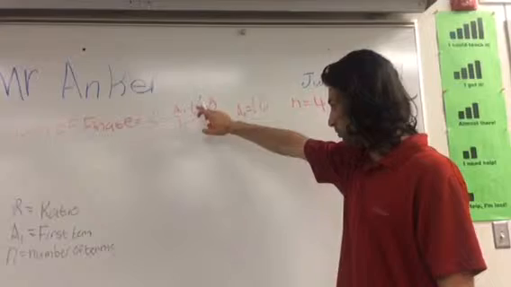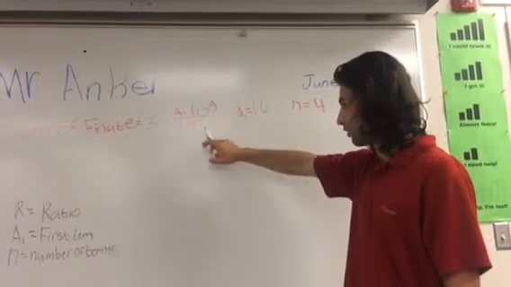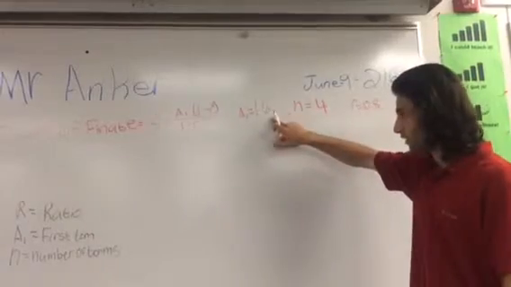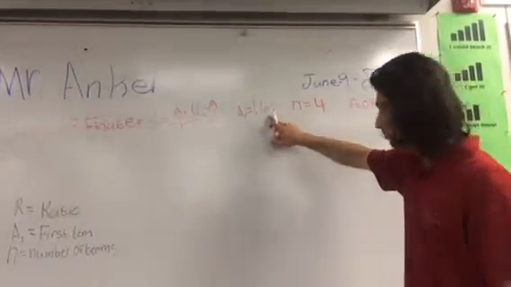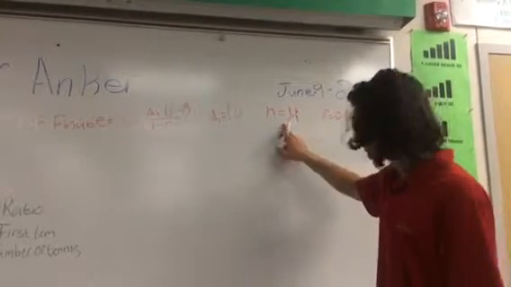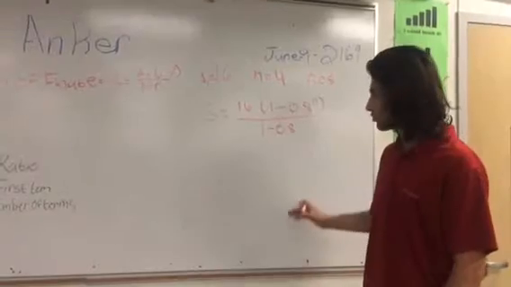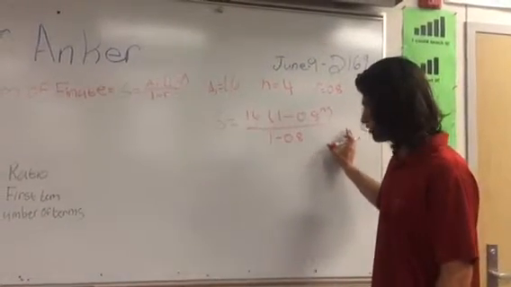And the formula for that is going to be A1 times the quantity of 1 minus R to the n over 1 minus R. And our A1 value is going to be 16 because that's how far our ball was dropped from. And our n value is going to be 4 because the ball bounces 4 times. And our R is still 0.8. So written out, it should look like this.